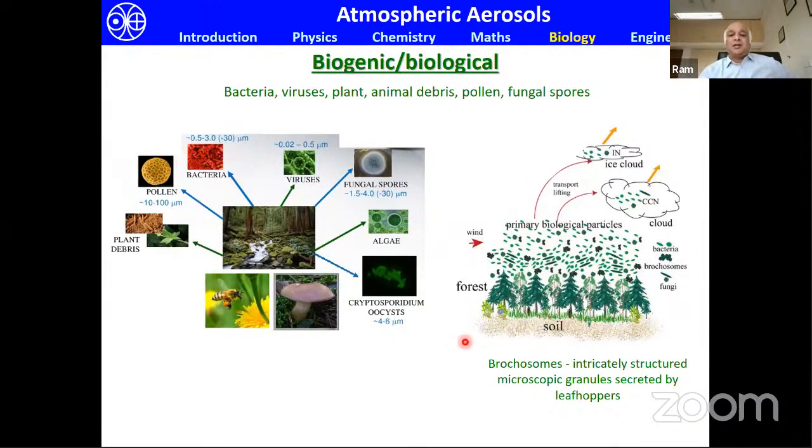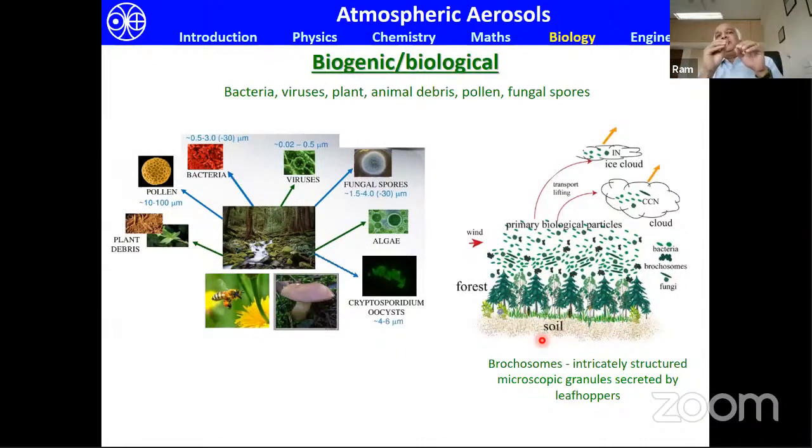So you see on the right hand side a word called brochosomes. These are intricately structured microscopic granules that are secreted by a species called leafhoppers. These are also aerosols, practically suspended in air. Liquid or solid is what we call the aerosol. However, when it comes to the radiative aspects and the climate aspects, etc., the biological aerosols have their own role in terms of climate change, which we will touch on later.